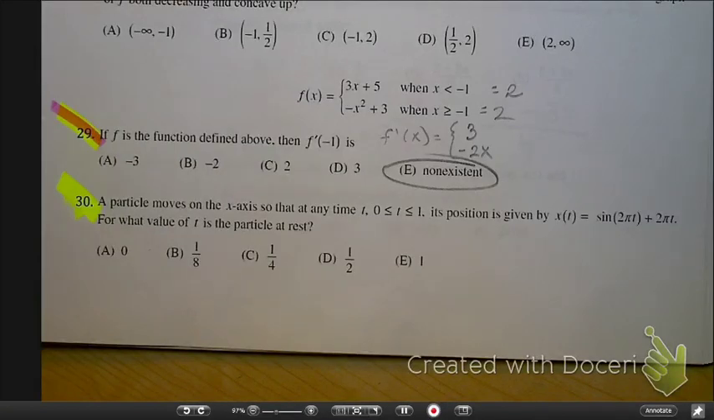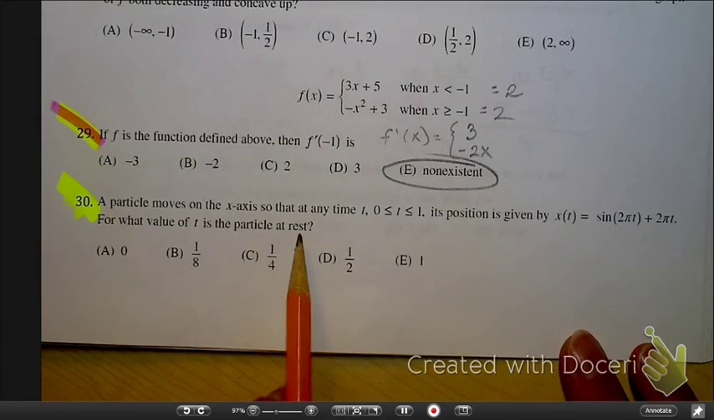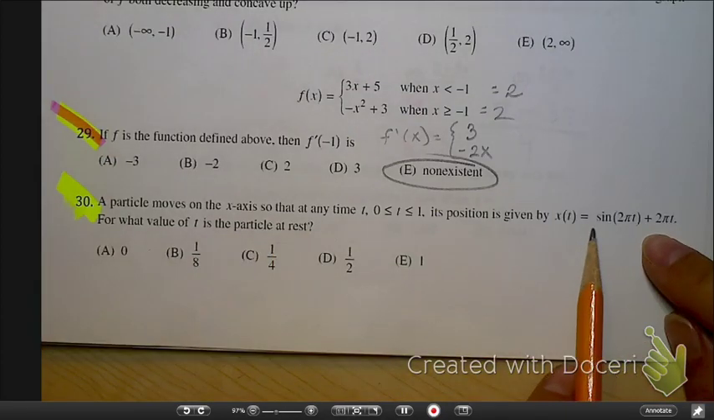All right, number 30 says a particle moves along the x-axis so that at time t, in between 0 and 1, its position is given by this function. It says find the value of t that the particle is at rest. So a particle is at rest whenever the velocity is equal to 0. So I need to know what the velocity is first.